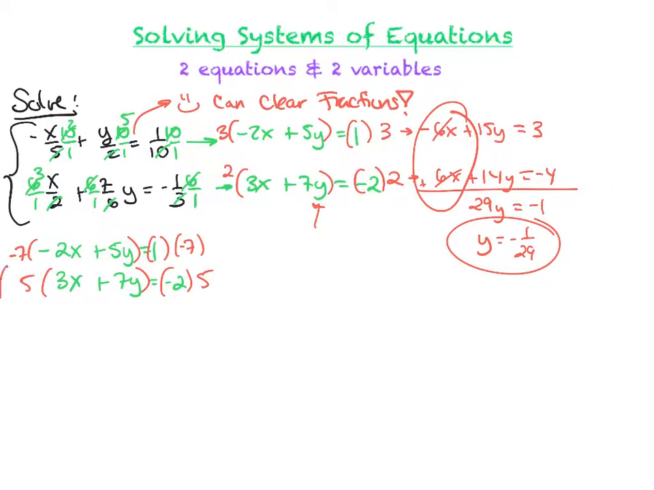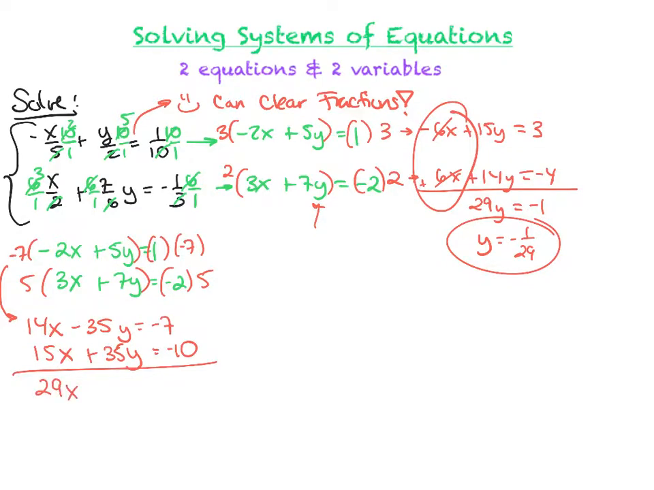And I think I'm going to write these results down here. So this will be negative 7 times the top equation gives 14x minus 35y equals negative 7. And the bottom equation, 15x plus 35y equals negative 10. We add these together. 14x and 15x makes 29x. Thankfully, at least the 35y's cancel. One's negative and one's positive. And that's equal to, let's see, negative 10 and negative 7 makes negative 17. So solving for x, we have negative 17 over 29.